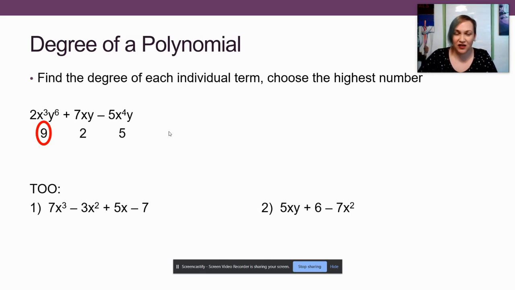Go ahead and pause the video and see if you can figure out the degree of these 2 polynomials, and then unpause when you're ready to check in.